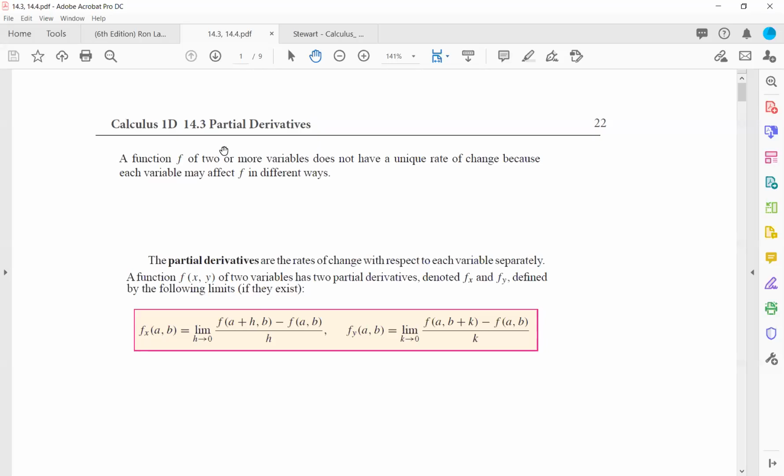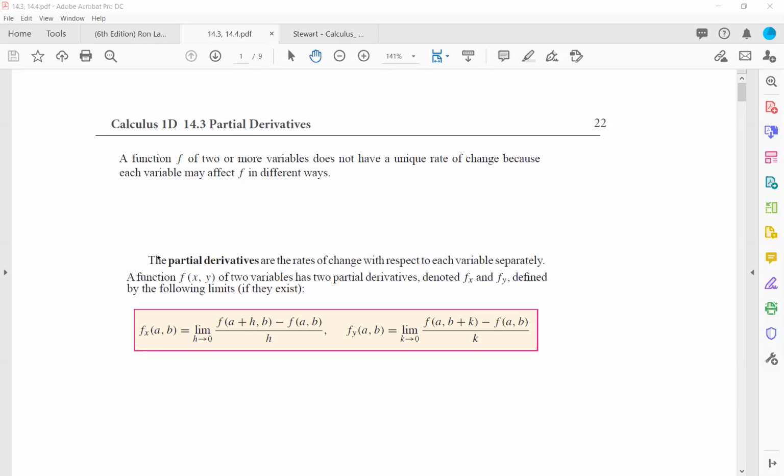14.3, we're going to talk about partial derivatives of a function. Last time we talked about a function in 2 or 3 variables. Today we're going to talk about how to take the derivatives, or rate of change, of a function in 2 variables. So in general, we define the partial derivatives of a function in the direction of x and in the direction of y, and you have 2 variables.